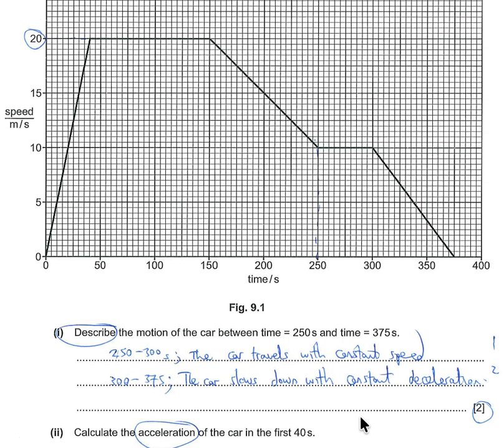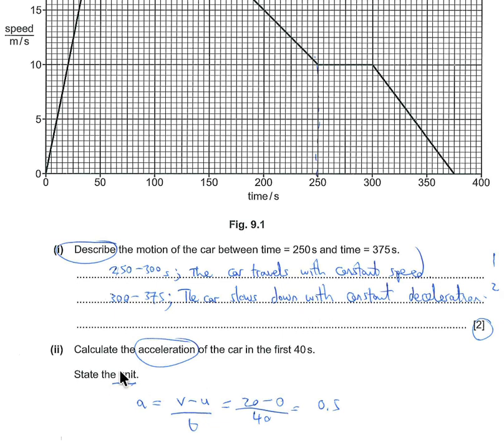Okay, we're then being asked to calculate the acceleration in the first 40 seconds. As we said, that's the gradient of the graph. We're going to go 20. Okay, we're going 40 seconds, so we're expecting 20 over 40. Nice, easy number. Okay, and that's our acceleration here.